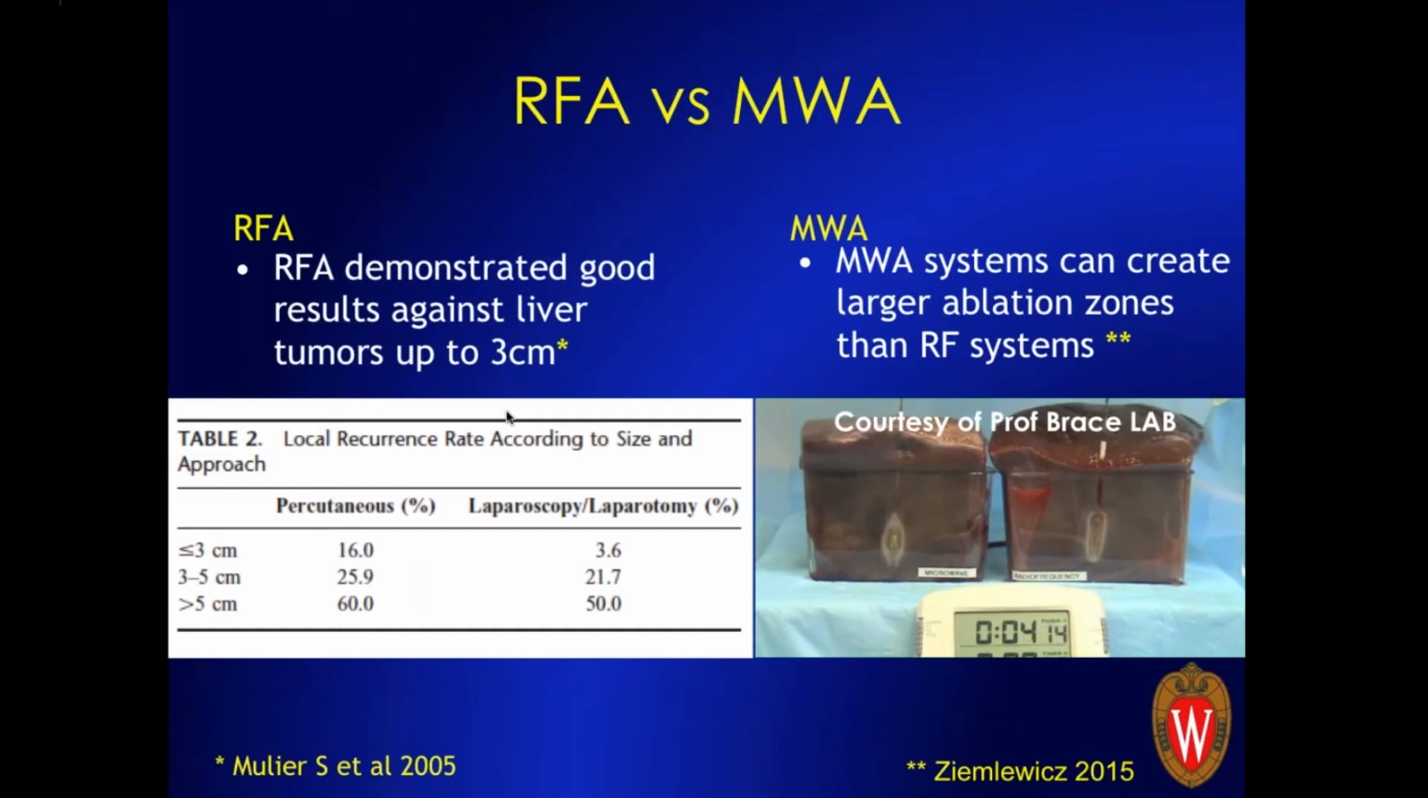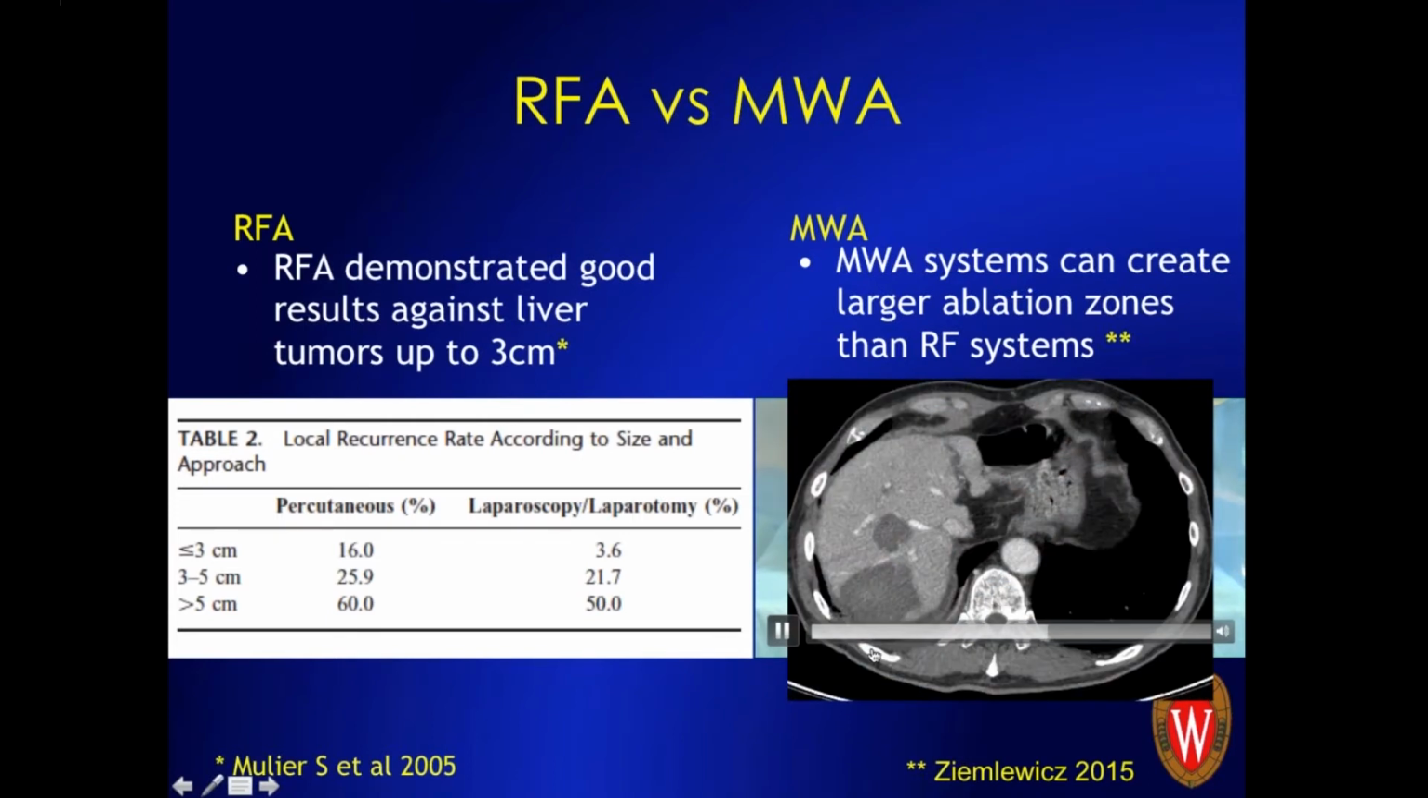Radiofrequency demonstrated in the last 20 years results against liver tumors up to 3 centimeters, with worse local recurrence in lesions more than 3 centimeters. And the microwave system can create a larger ablation zone than radiofrequency. This is in the lab, but in clinical practice, of course. So this is a small HCC treated with radiofrequency for 10 minutes, and 10 minutes of microwave application in an HCC of 3 centimeters. The difference is very evident.